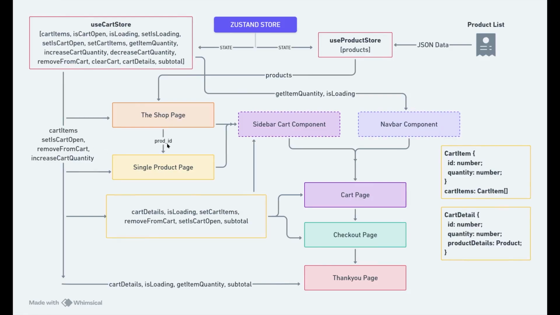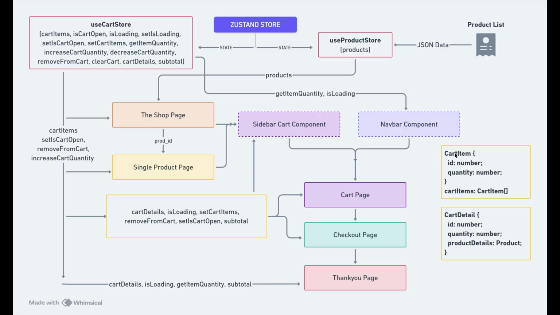All right, so now let's look at our cart store, and that has all the necessary functions and variables that we're going to need for the rest of the functionality. Let's start here. From the cart store, we're getting cart items, the setIsCartOpen function, the removeFromCart function, and the increaseCartQuantity function. Cart items is an array of products, and here we can see the data structure. A single cart item looks like this: an ID, which is a number, and quantity, which is also a number.